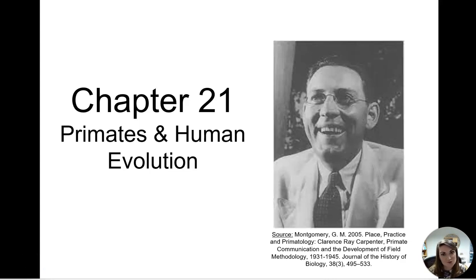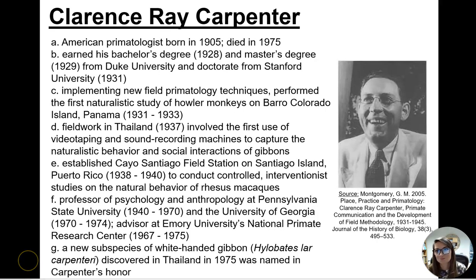Today we're starting Chapter 21. This is going to be on primates and human evolution. Today we're going to start out with our scientists that we always start out with when we first start a new section. It's going to be Clarence Ray Carpenter.